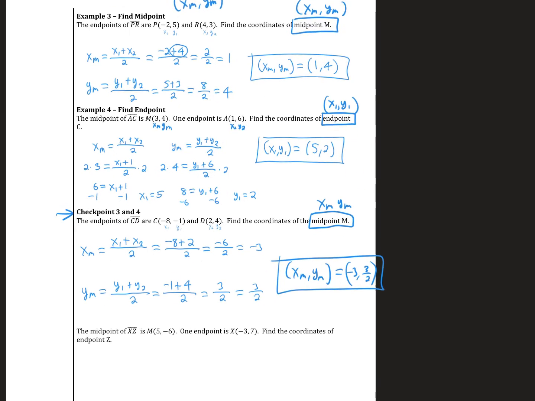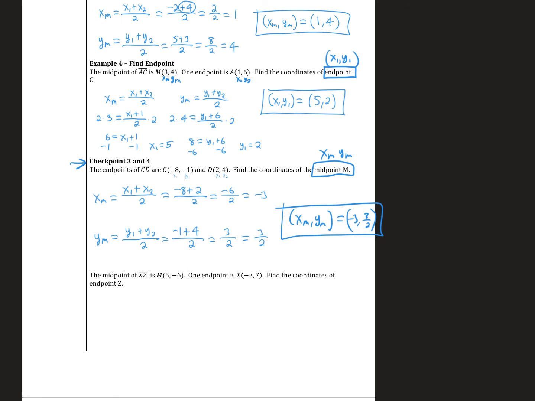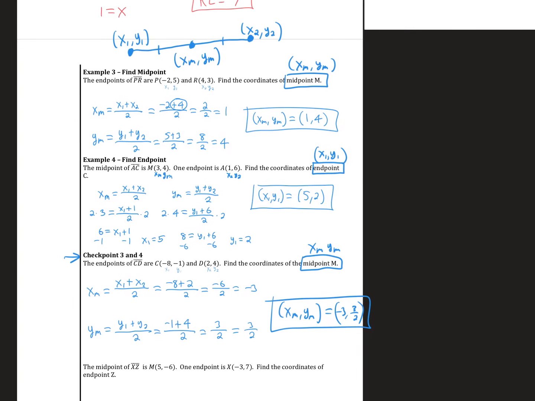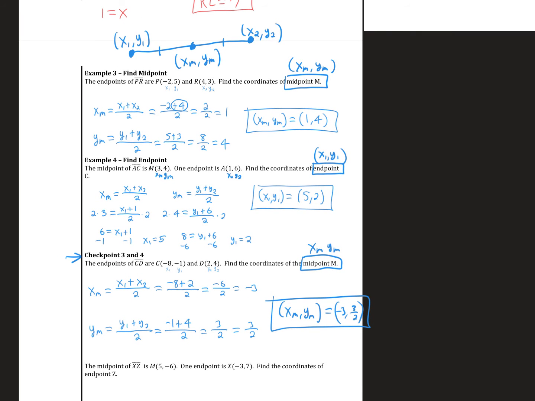All right, why don't you guys go ahead and try this example down here, checkpoint 4. I'll leave it zoomed out so you can see all of these. And so give it a try, see how you do.